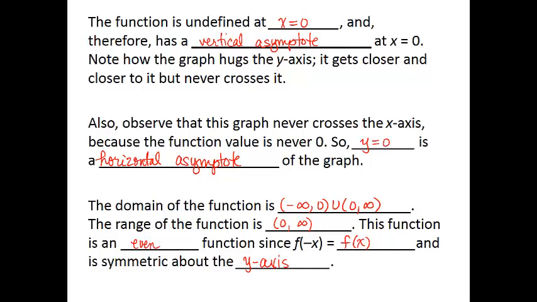So you should have in your mind the basic shape of a rational function of 1 over x and 1 over x squared, because in this section we're going to then graph transformations of those two functions.